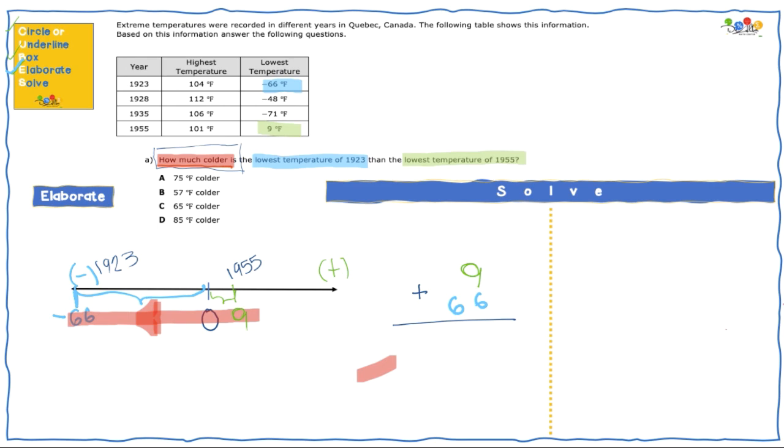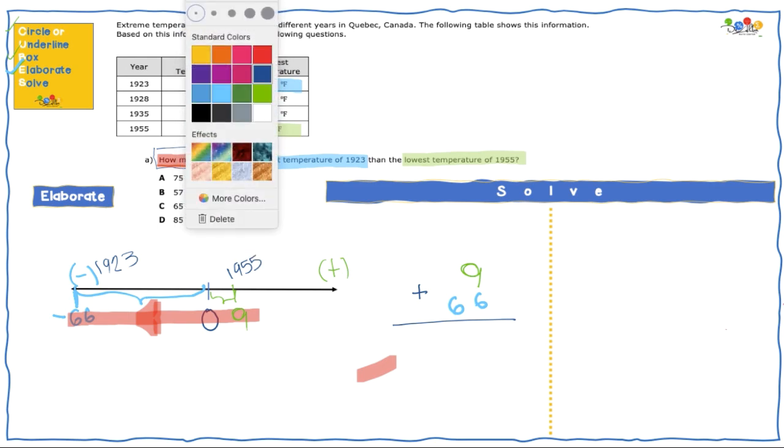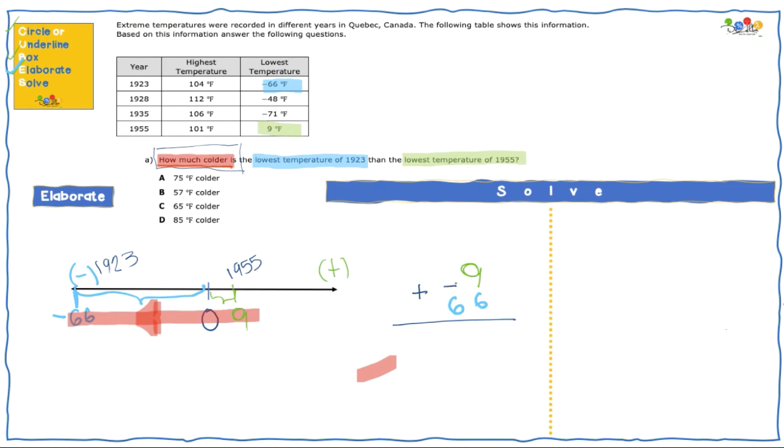So then this one will be 9. I'm going to say on top of this is an empty place value, so I put a 0. 9 plus 6, 15. 5 and we carry 1. 1 plus 6, 7. So really all the distance between 1955 and 1923 is 75 Fahrenheit degrees. So our answer is letter A.